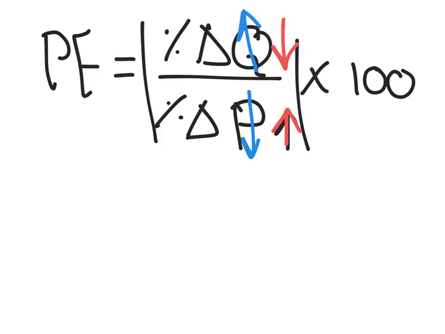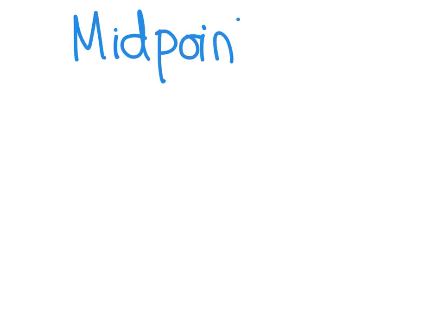So let's see. How are we going to calculate the change in the quantity and the change in the price? So we have something called the midpoint method.